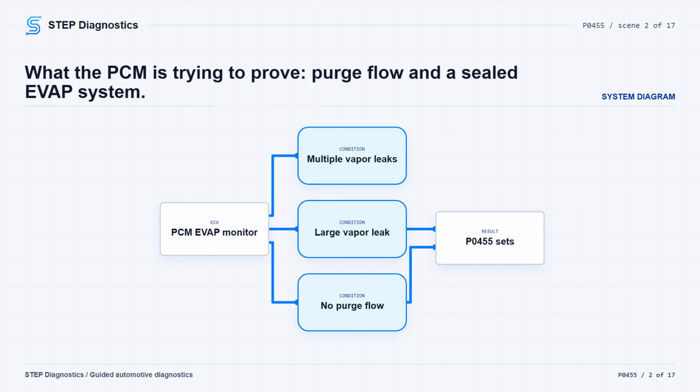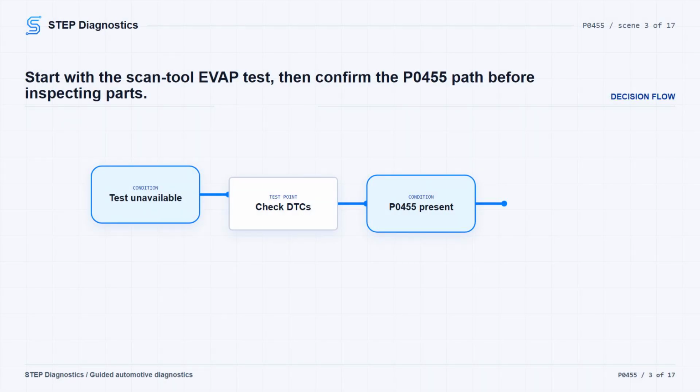Work it in order, because this code is about proving whether the system can seal and whether purge flow is actually responding when commanded. Start with the basic system checks, then run the EVAP test with the scan tool, the COO EVAP leak test on hybrid applications, or the PCM evaporative emission system test on the others. If that scan tool test is not available on the vehicle, keep moving to the next check.